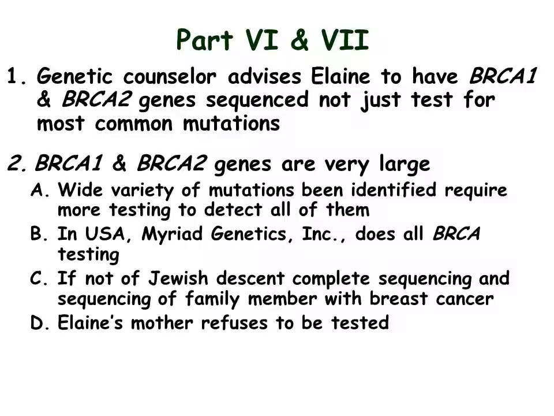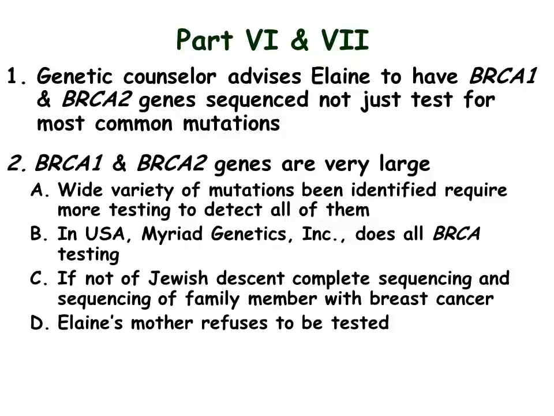In the U.S., it's Myriad Genetics that does all the BRCA1 and 2 testing. If one is not of Jewish descent, and the reason for that is because the Jewish descent will kind of ensure that you have one or two of the most common mutations. So if you don't have that, you may have some of the less common ones, and so they recommend the complete sequencing.